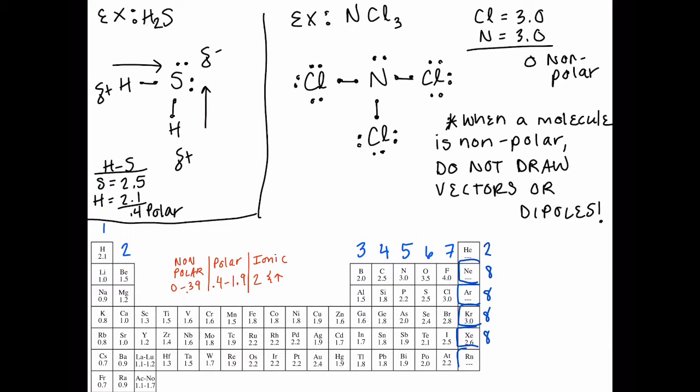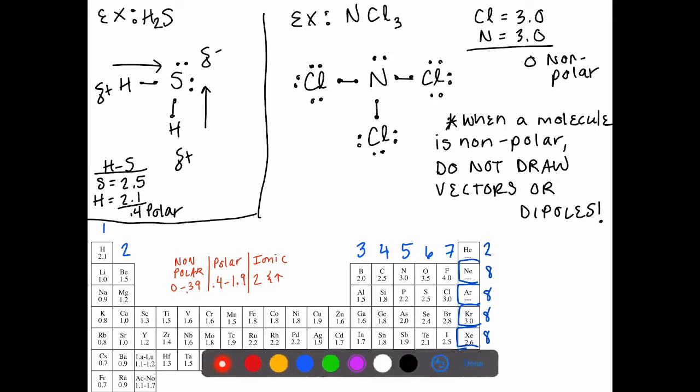So here's a couple more examples. In our first example, we have 1 sulfur atom and 2 hydrogen atoms. I calculated their values, and it ended up polar, so I'm drawing in my valence electrons for sulfur, and my valence electrons for hydrogen, and making my line. That one's done. Then I go over here and do the same thing. Nitrogen has 5 valence electrons, and each of those chlorines has 7.